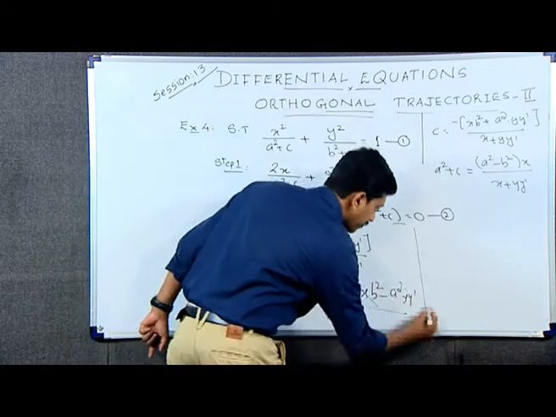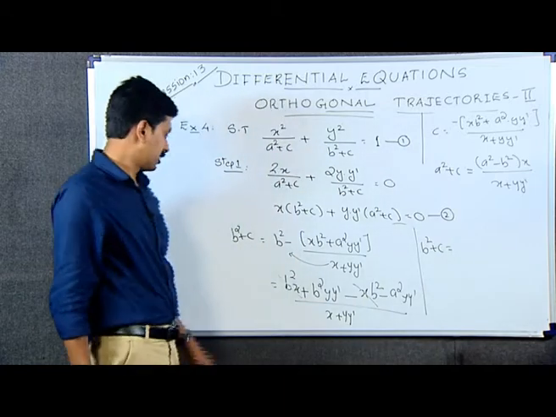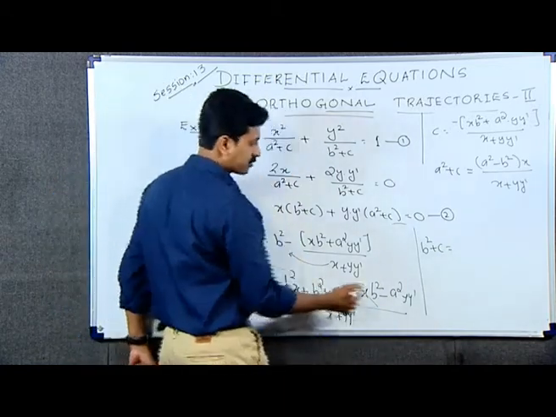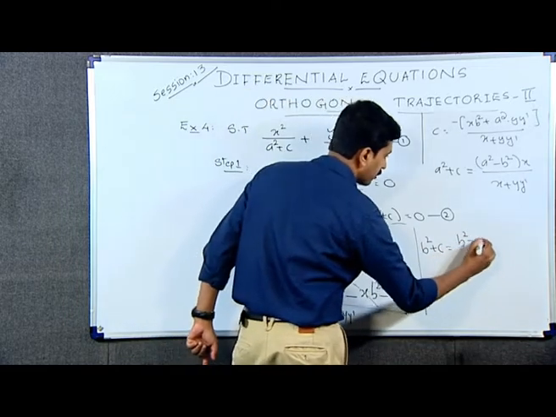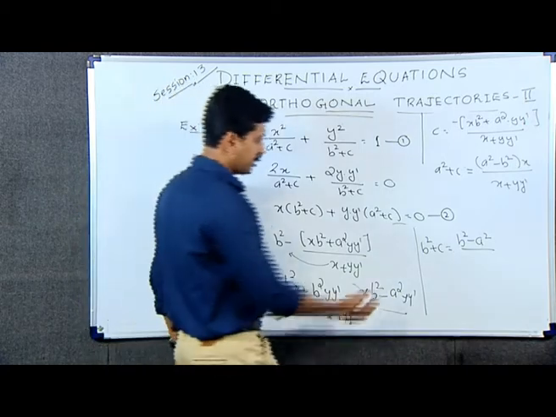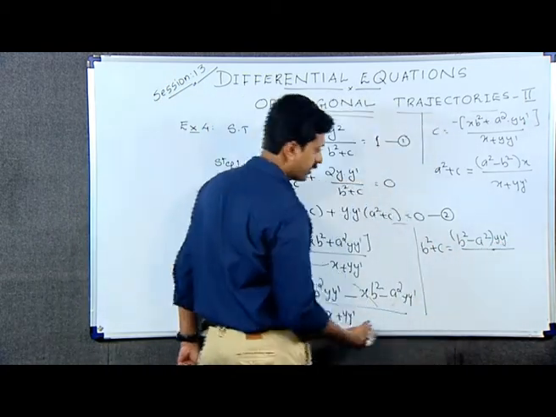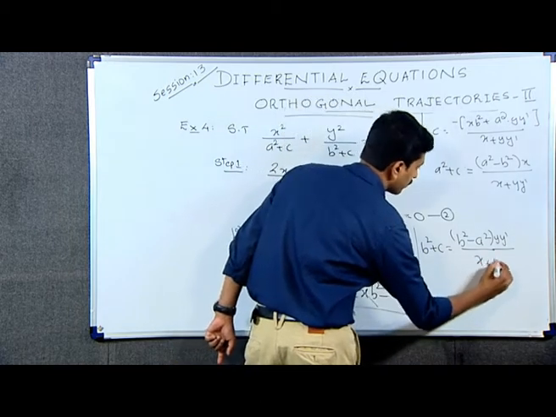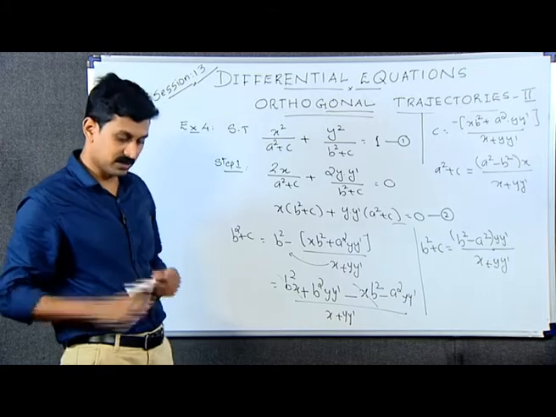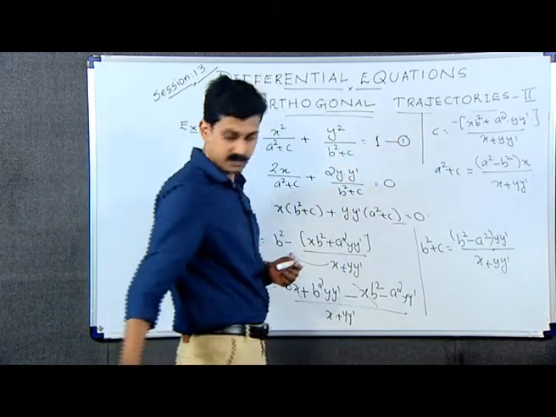So, b square plus c is equal to, y y dash is common here. So, b square minus a square divided by, into y y dash divided by x plus y y dash is there. So, we found b square plus c also. Now, we found b square plus c.